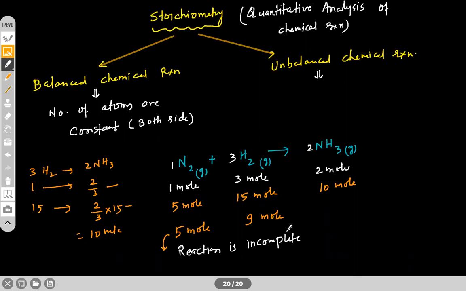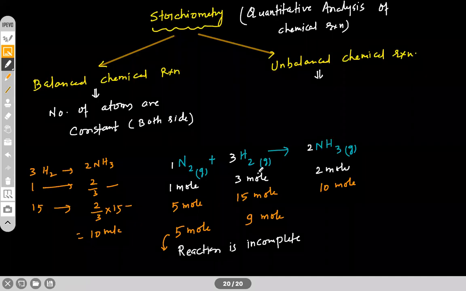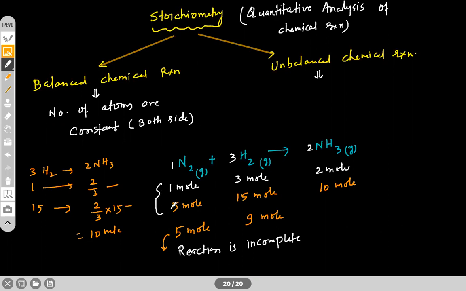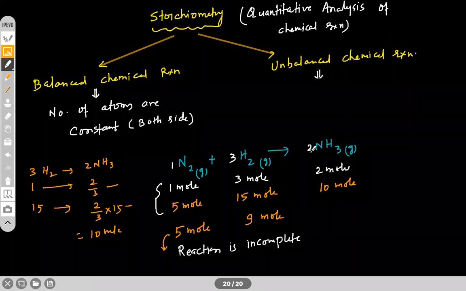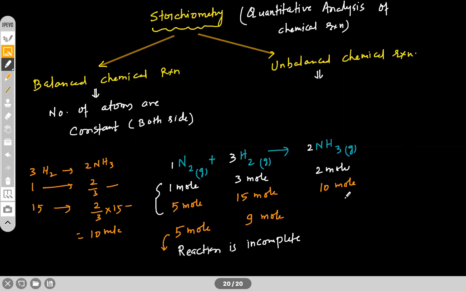See what I said, Arnav, that if you take this reaction with 1 and 3 moles, then we'll get 2 moles of NH3. If you take 5 and 15 moles, we'll get 10 moles of NH3. But if you take 5 and 9 moles, then the amount of product with respect to these two reactants will be different. In these two cases, it is the same. Whether you take N2 or H2 for the calculation, you'll get the same amount of product. But in this case, the amount is different, right?